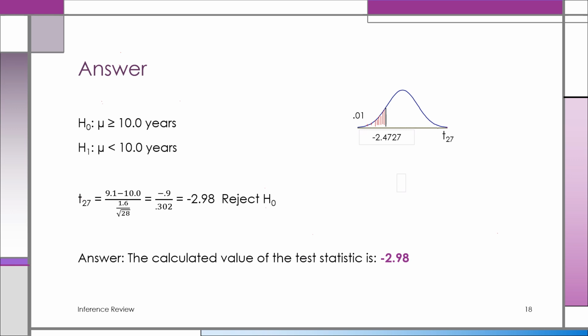So you have minus 0.9 in the numerator. The denominator, with a little rounding, is 0.302. You end up with a t-value. This is called the calculated test statistic. It's a t-value, t27, minus 2.98.